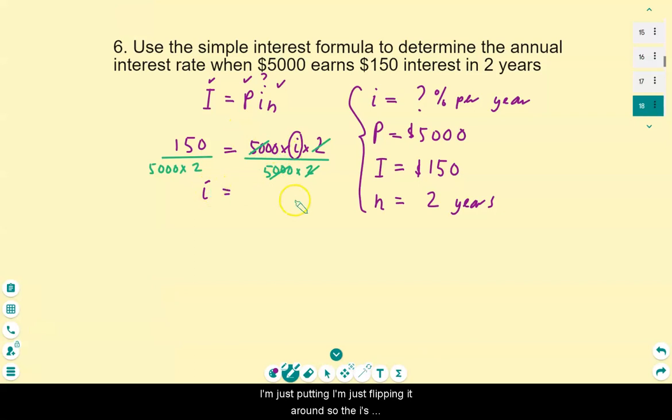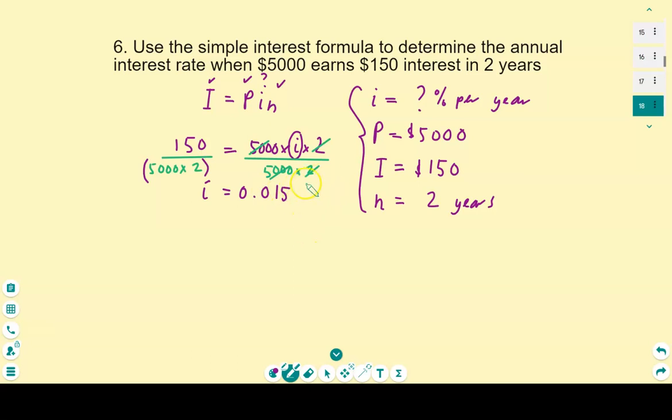I'm just flipping it around. So the I is here, and the 150 divided 5,000 times 2 will be there. Remember the brackets around that answer when you put it in your calculator. Okay, 5,000. There we are. 0.015.